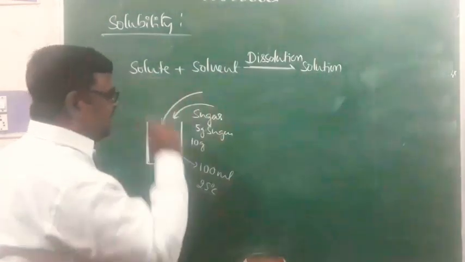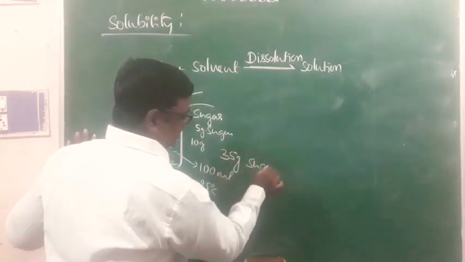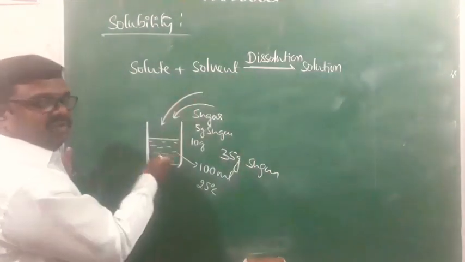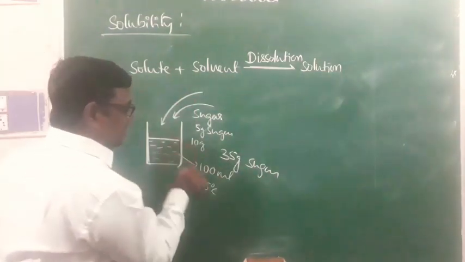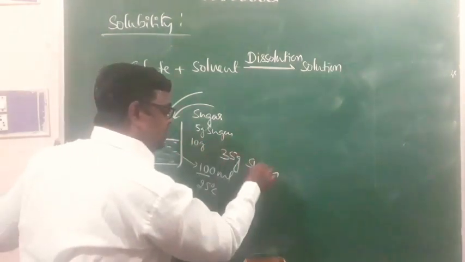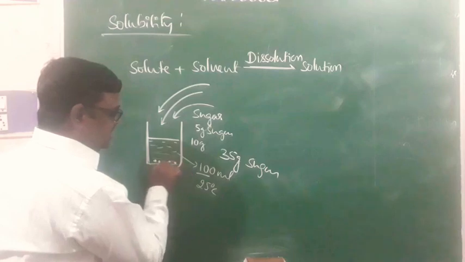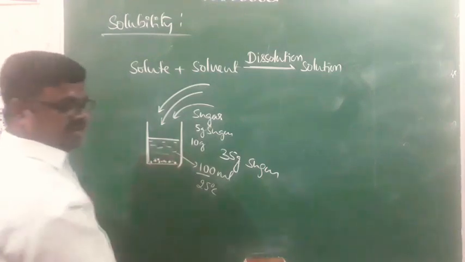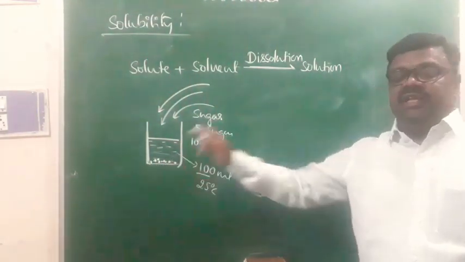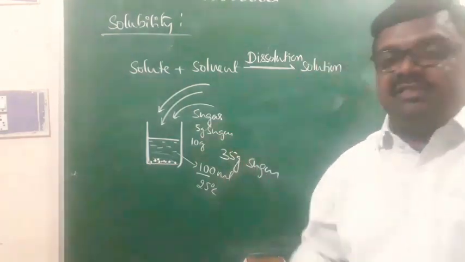Say, for example, up to 35 grams, the added sugar goes on dissolving in water. I am not changing the volume of water, which is 100 ml, and the temperature is 25 degrees Celsius. After the addition of 35 grams of sugar, I continue adding sugar. The added sugar remains undissolved and starts precipitating. The added sugar particles start to settle down at the bottom of the beaker. That is, precipitation of sugar particles starts after adding 35 grams of sugar.